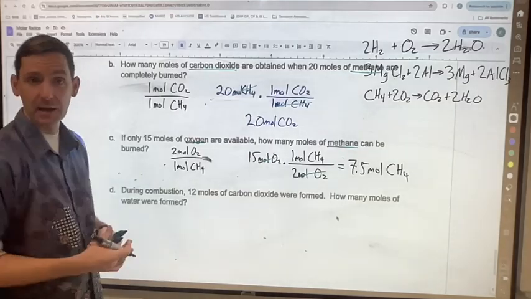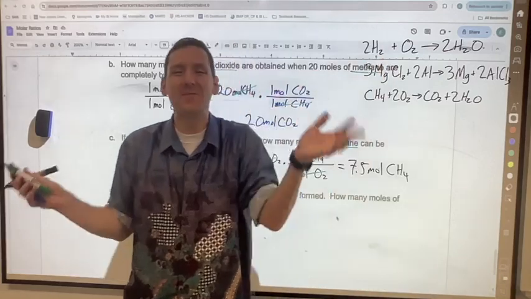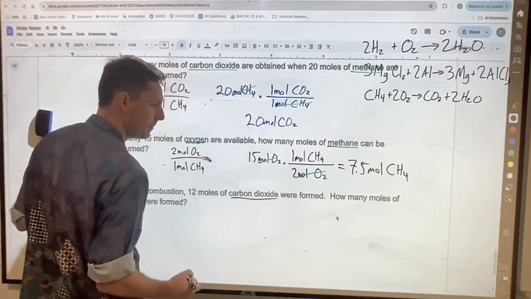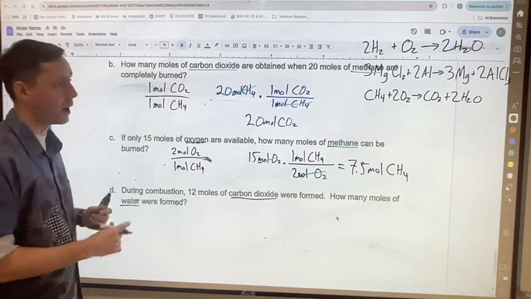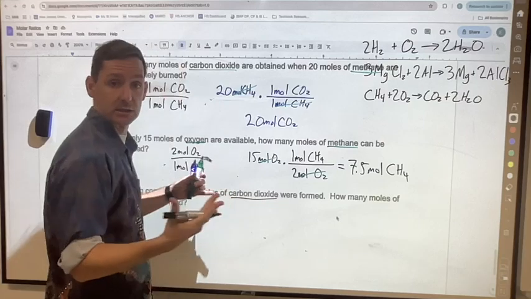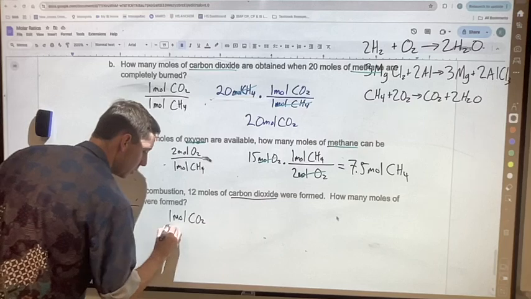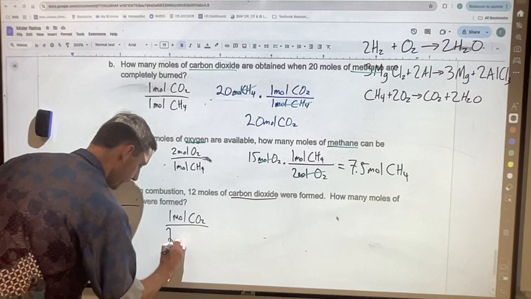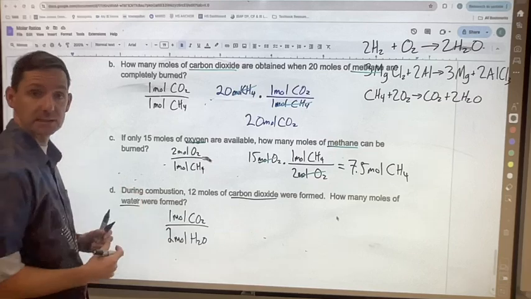Okay, so this is the first time that we're looking at one where we're actually just looking at the 2 products. Wow, what do I do? You do the same thing. Don't worry about it, right? So the mole ratio, we're still looking at carbon dioxide, and we're looking at water. So write a mole ratio for carbon dioxide and water. I can see right here, 1 carbon dioxide, 2 waters. It's the same thing. So 1 mole CO2 over 2 moles H2O. That's the ratio.